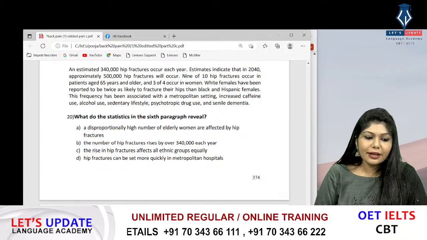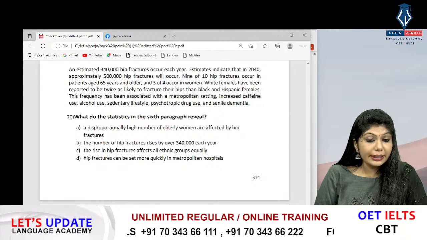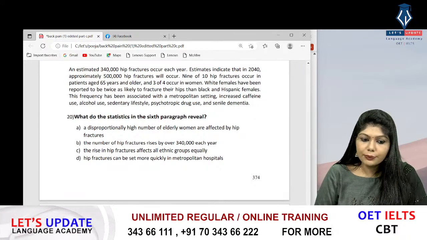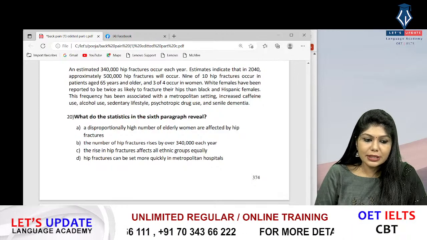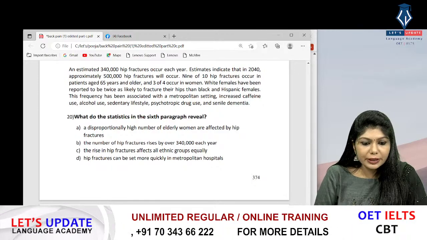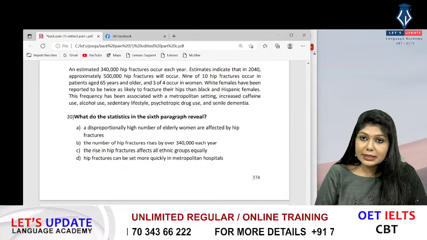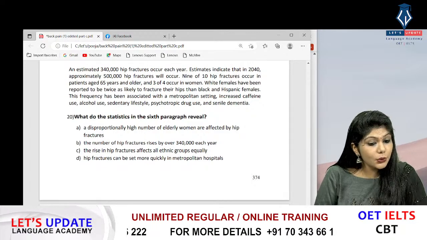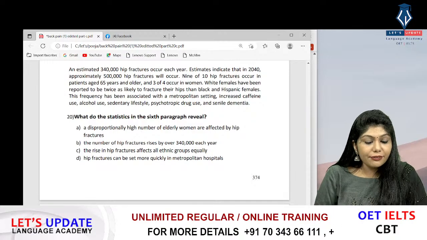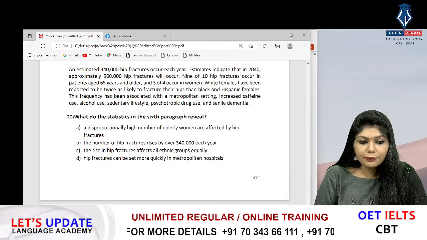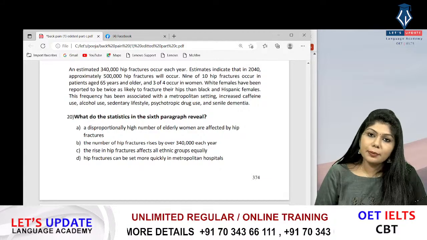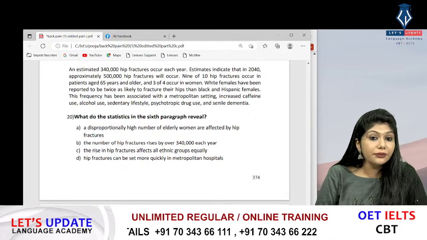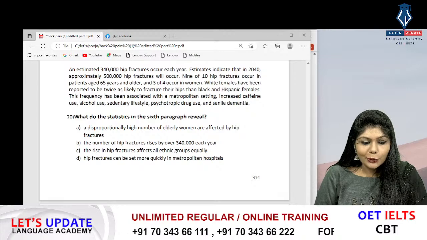An estimated 340,000 hip fractures occur each year. Estimates indicate that in 2040, approximately 5 lakh hip fractures will occur. 9 of 10 hip fractures occur in patients aged 65 years and older, and 3 of 4 occur in women. White females have been reported to be twice as likely to fracture their hips than black and Hispanic females. This frequency has been associated with the metropolitan setting, increased caffeine use, alcohol use, sedentary lifestyle, psychotropic drug use, and senile dementia. So that was what the paragraph was about. And the question is, what do the statistics in the sixth paragraph reveal? Okay, so what do you think is the answer?